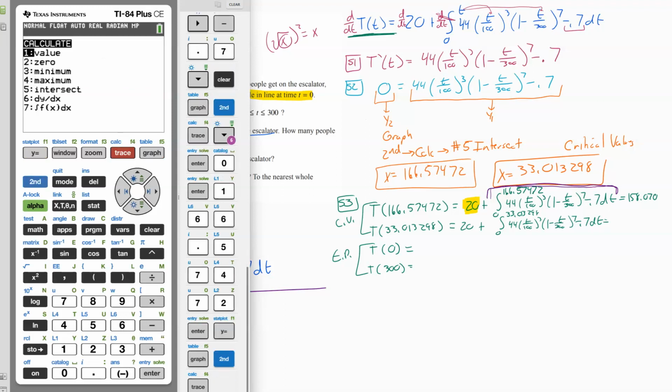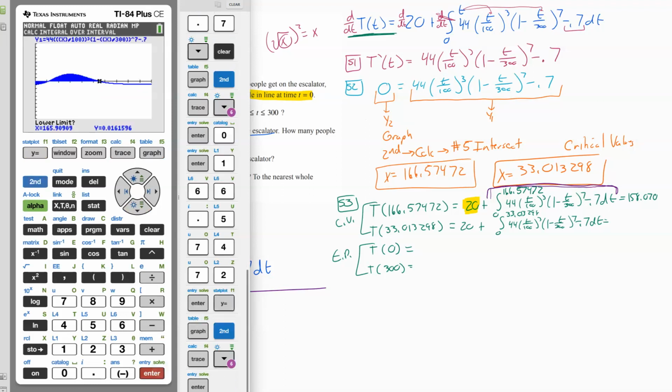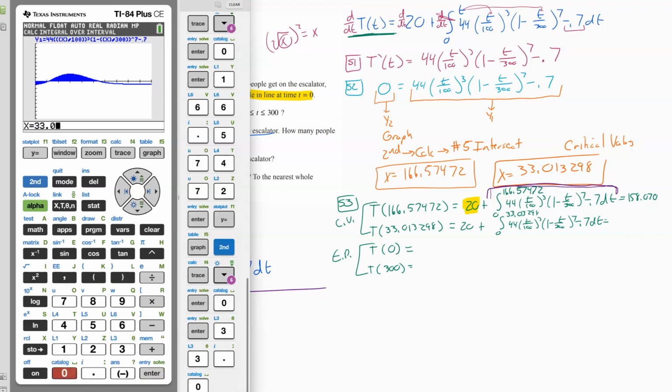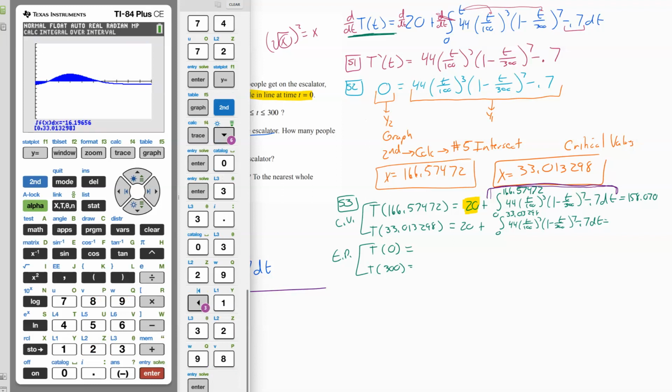We go second, calc. Number 7, integral of f of x. The lower limit on this one is 0. The upper limit is our other critical value, 33.013298. Oops, I forgot the 1 in there. Sometimes your fingers move faster than you can type. 298. Hit enter. And out of there at the bottom we get negative 16.196656. So we're going to need to take that negative 16.196656 and add that to 20.